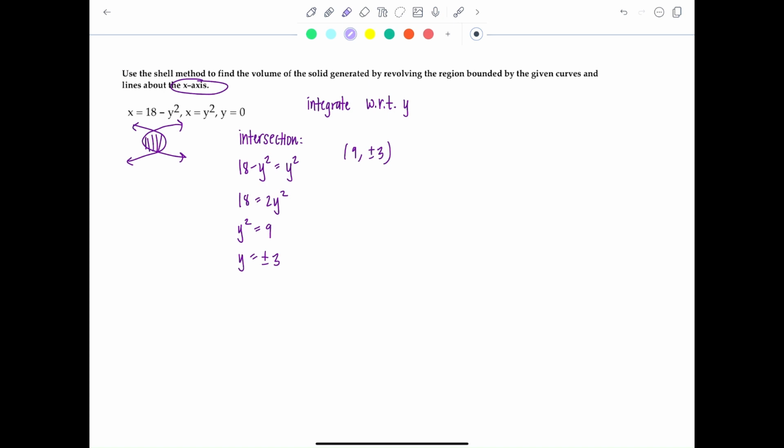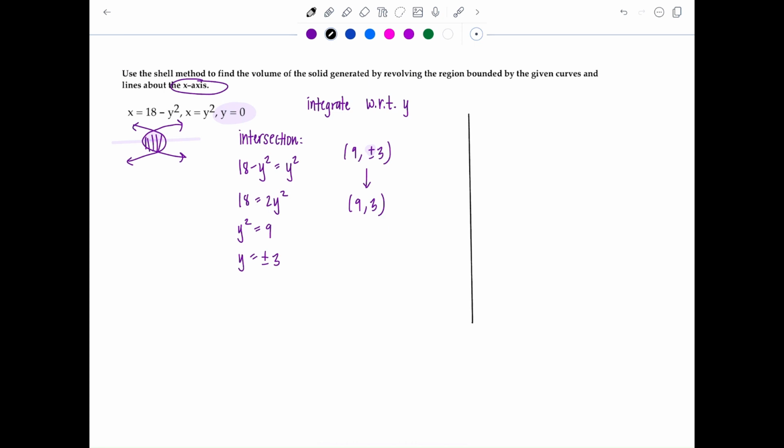But then I'm also noticing that y equals 0, which is the x-axis, bounds the region that we're spinning. So in this case, we just need one half of it. We'll just take the top half and spin the top half. You could either spin the bottom half or the top half, it won't matter, but we're not spinning the whole thing. So I'm just going to use the positive 9, 3 for the intersection of the two curves. Okay? Good. So let's graph what's going on.